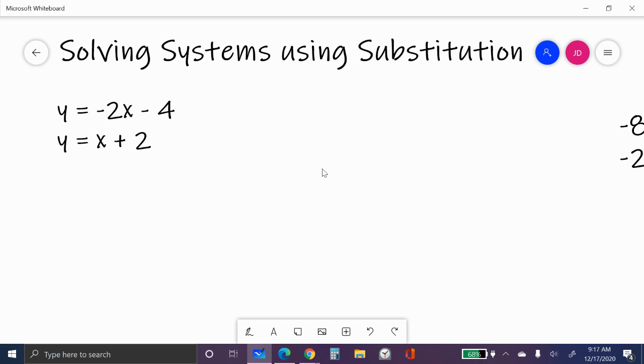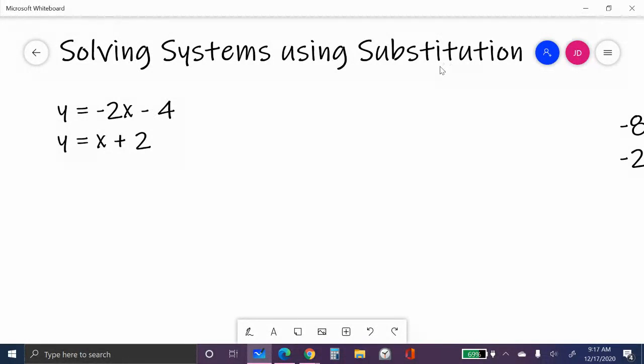In today's video, we're going to be solving systems of equations using substitution. So remember, a system of equations is two or more equations, and you can solve them in many different ways. One way we learned is graphing. Another way is using substitution.